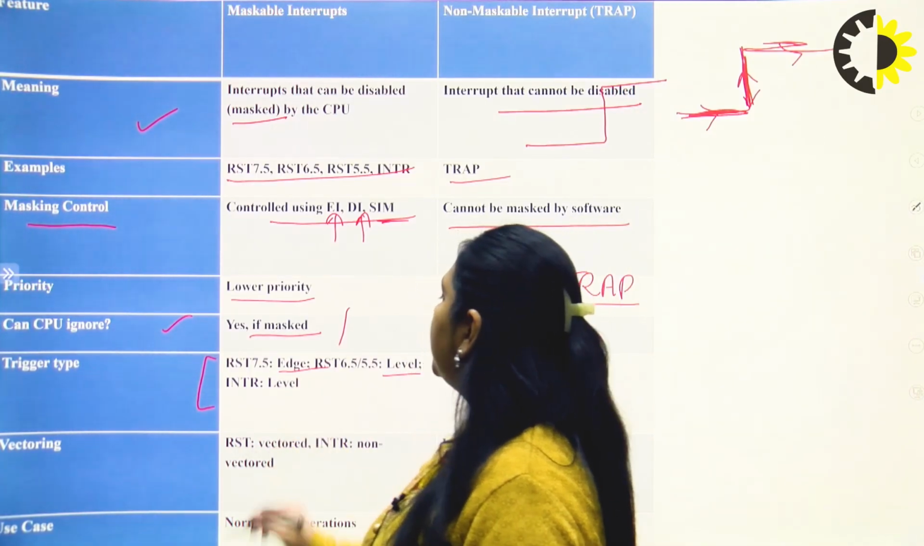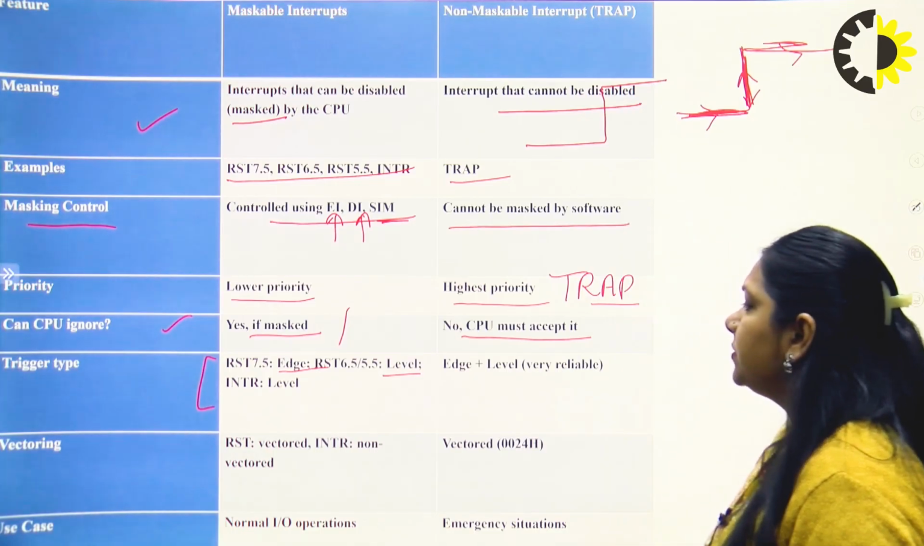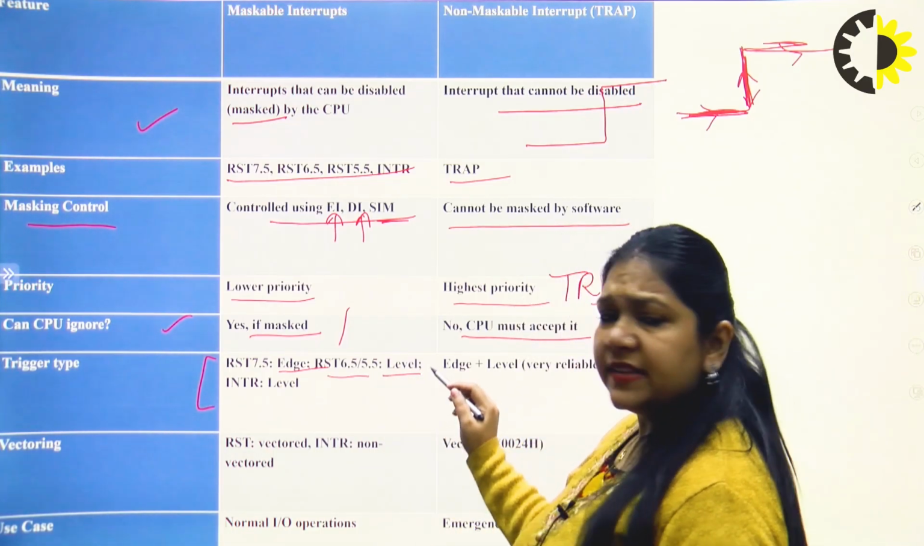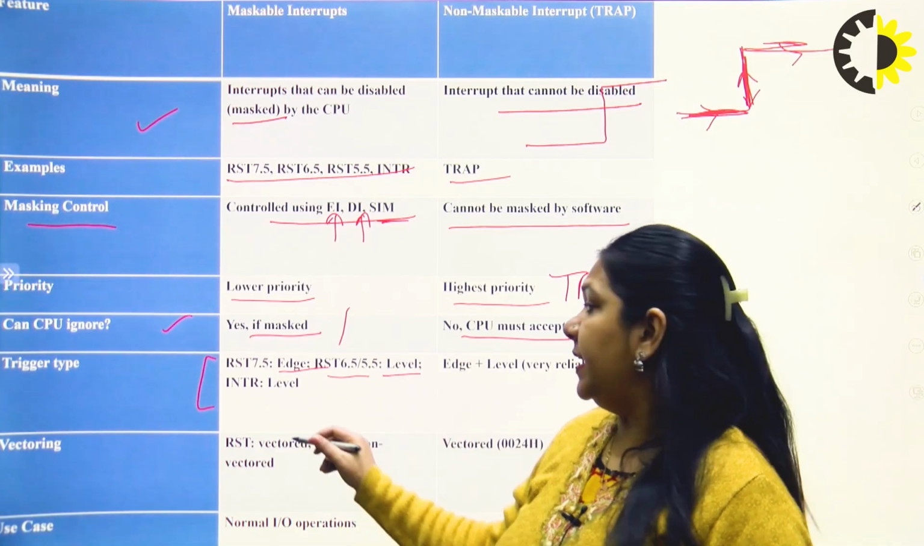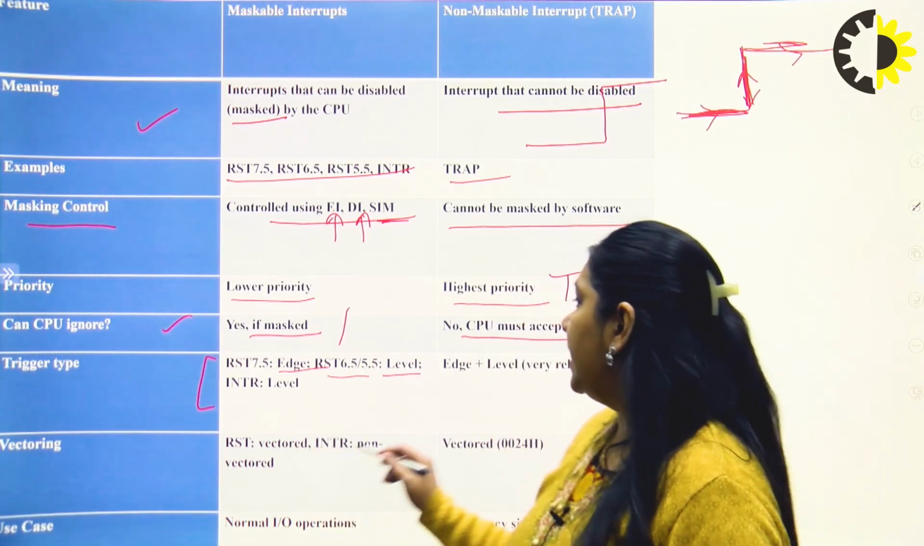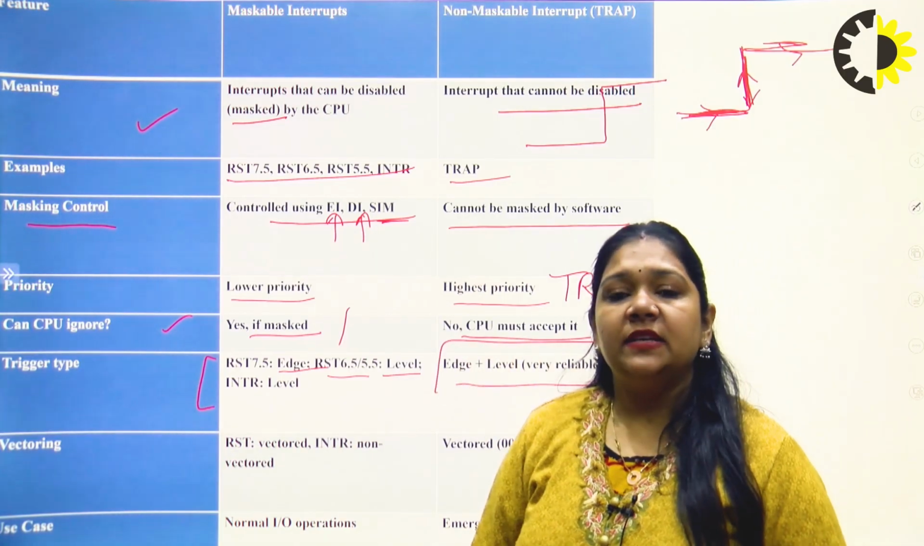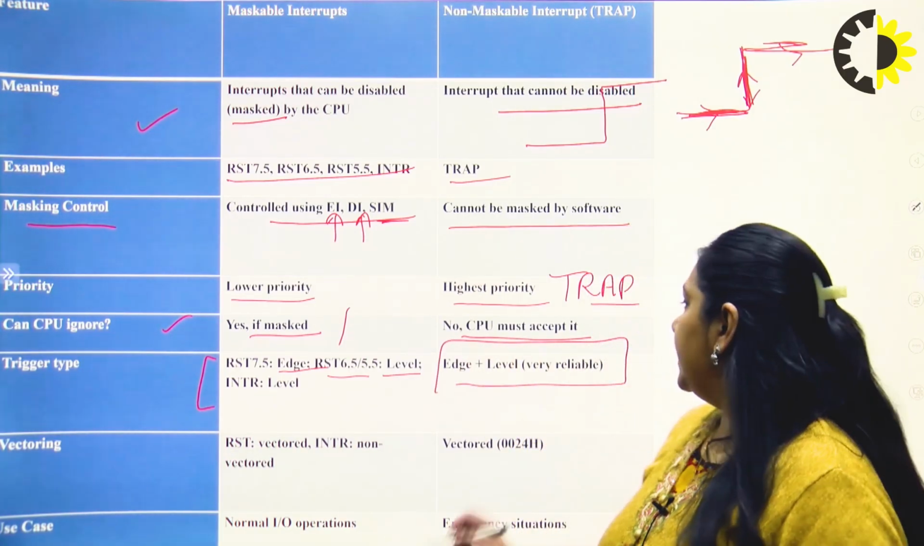RST 7.5 is edge triggered. RST 6.5 is level triggered. RST 5.5 and INTR, these are also level triggered. And if I talk about TRAP, it is both level plus edge triggered, because it is very reliable.